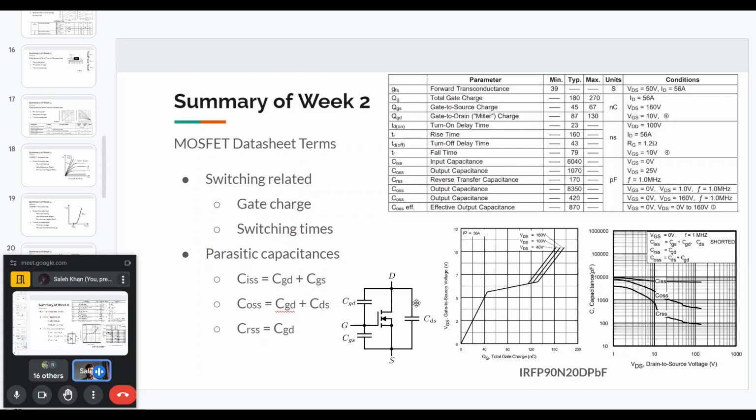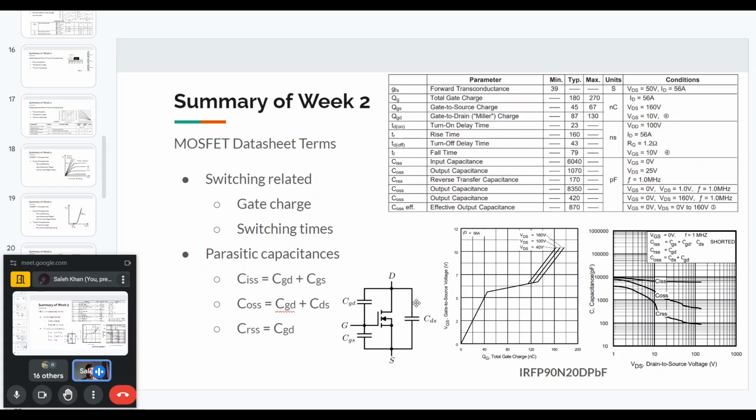So this was all about the switching characteristics. Then we can come to the diode related or the body diode related terms, and this will be similar to the diode data sheet that we saw. There will be a continuous current rating, a pulsed current rating. There will be forward voltage drop, and there will be reverse recovery terms like the reverse recovery time, the reverse recovery charge, and they will be given under specific conditions.